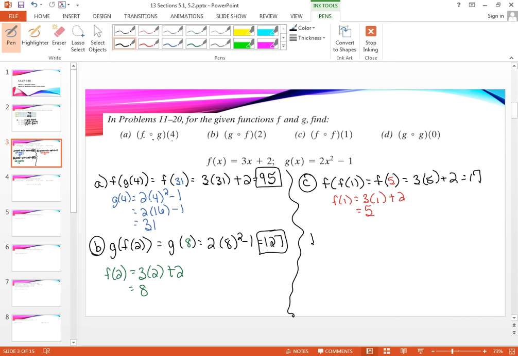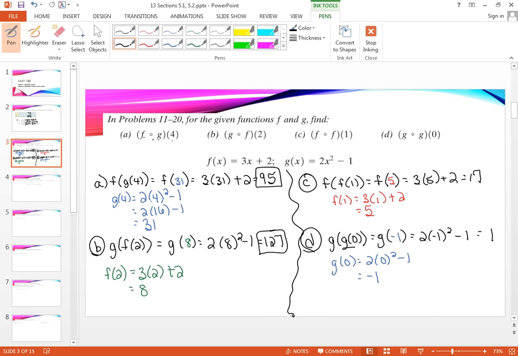And let's just do one more. G of 0. Okay, so G of 0 is 2 times 0 squared minus 1, which is negative 1. So this becomes G of negative 1. So 2 times negative 1 quantity squared minus 1, which is 2 times 1 minus 1, which is 1.